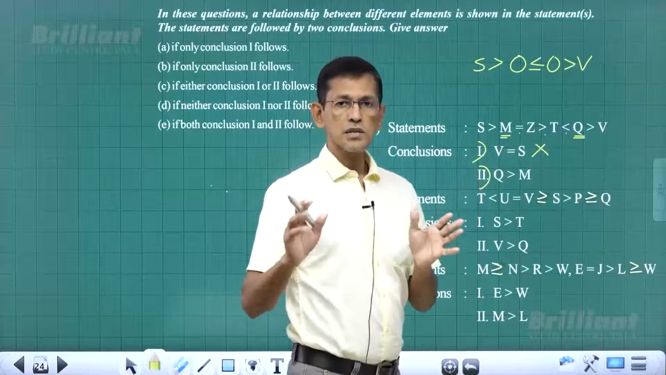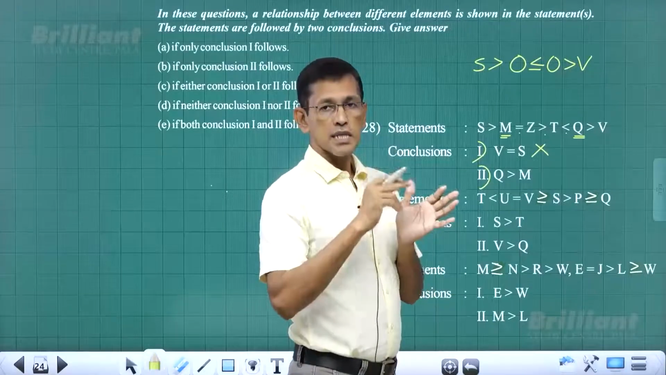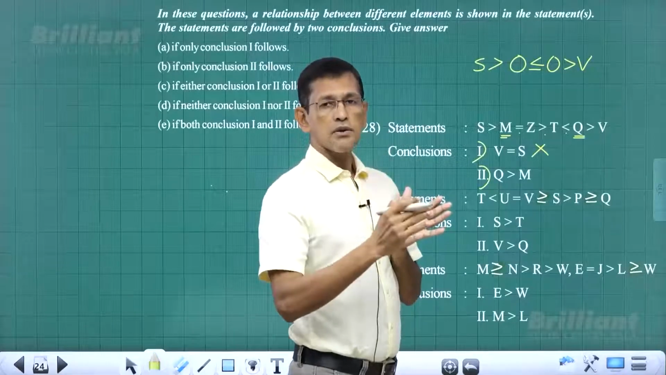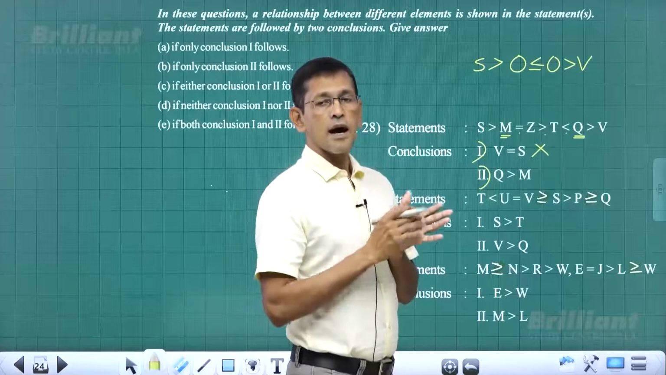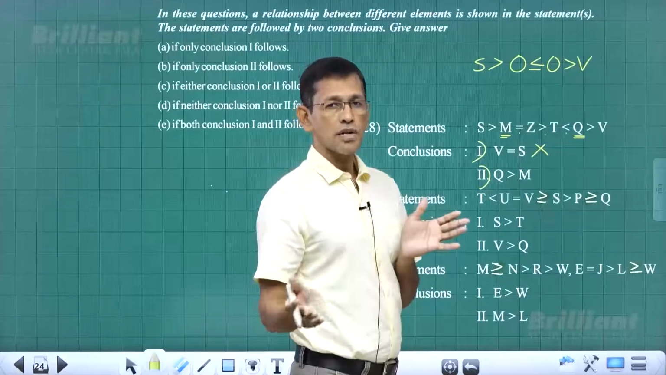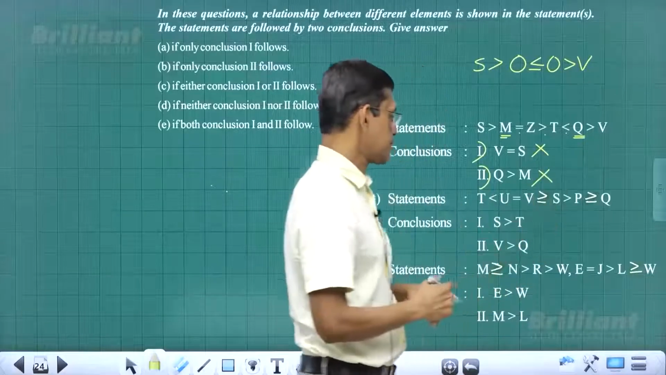So which are the contradictory symbols? Greater than and less than, or greater than and less than or equal to, or greater than or equal to and less than, or greater than or equal to and less than or equal to. These are all contradictory symbols. So both conclusions do not follow.